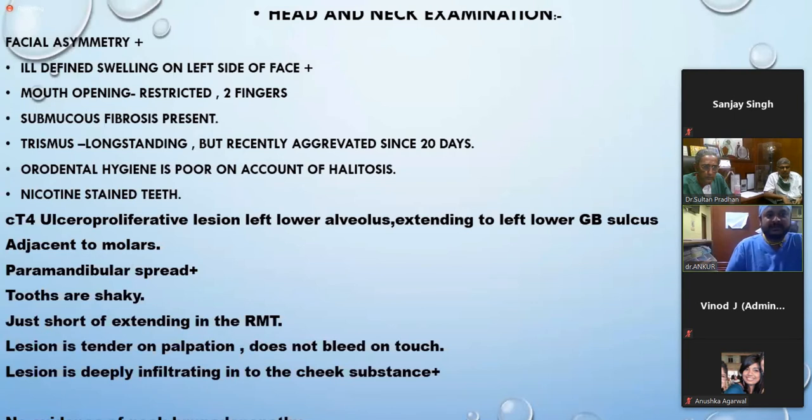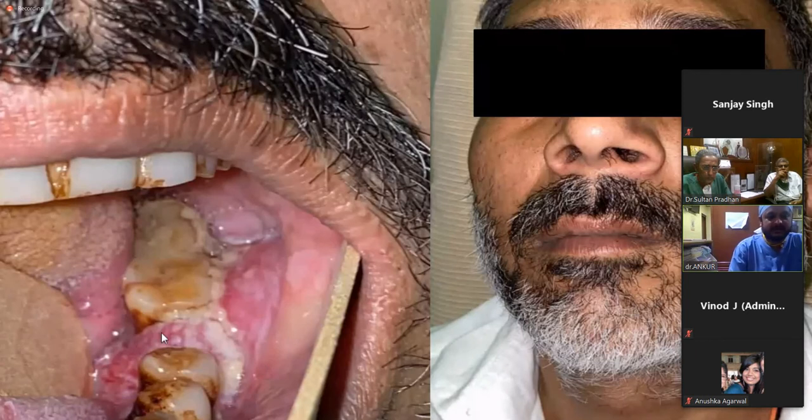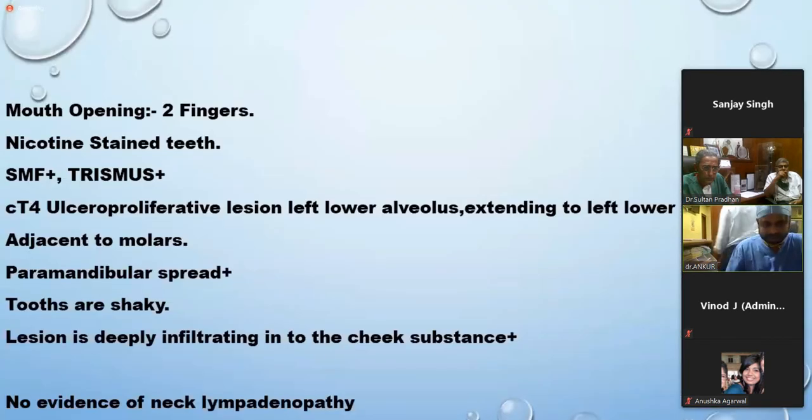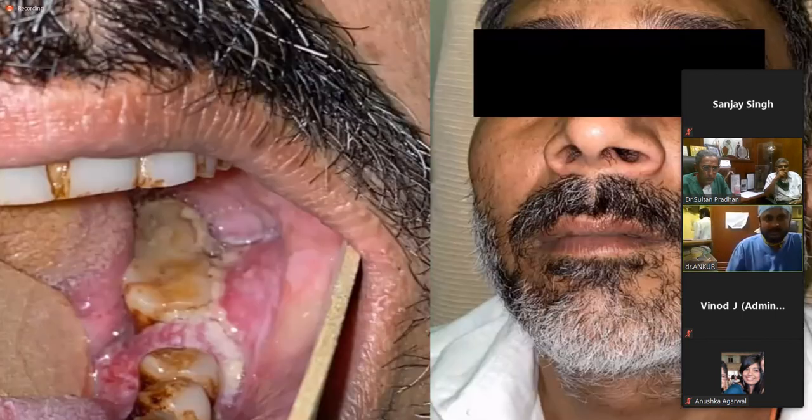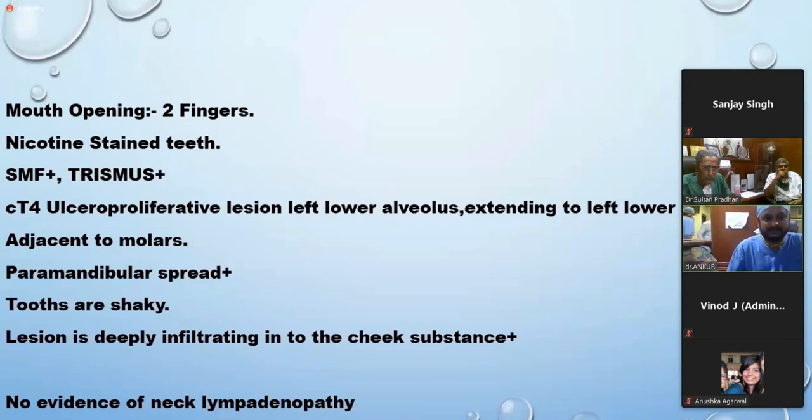Clinically, a T4 ulceroproliferative lesion over the left lower alveolus, which is extending to the left lower GB sulcus adjacent to the molar side, sir. It is associated with gross paramandibular spread. The teeth are shaky and the lesion is deeply infiltrating into the cheek substance, sir, with involvement of the skin. And in the neck, there is no evidence of clinically palpable lymphadenopathy.